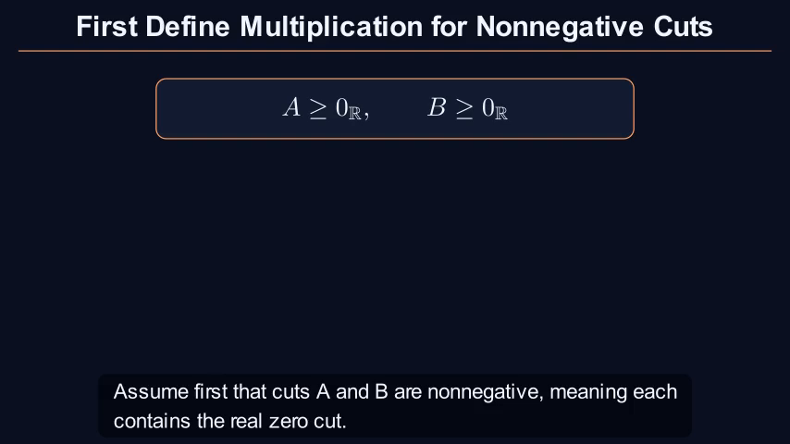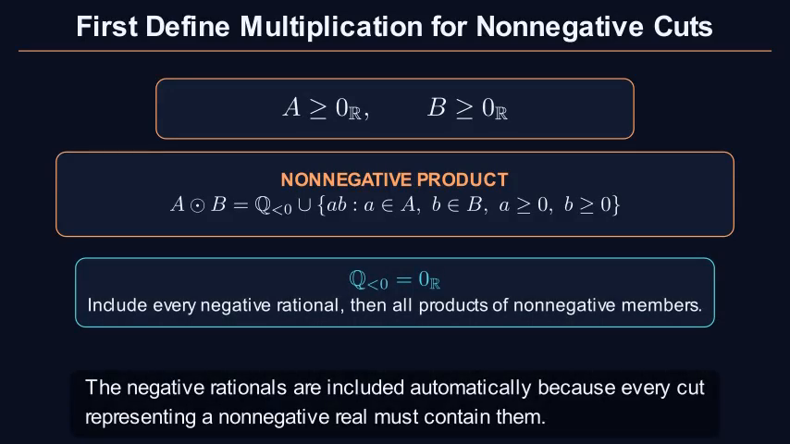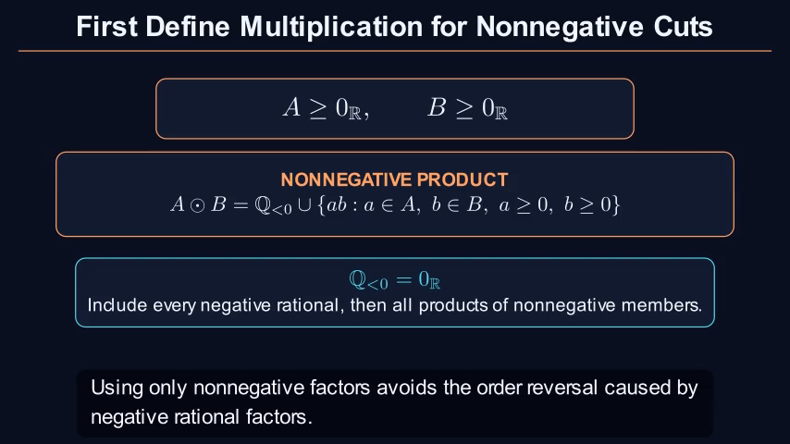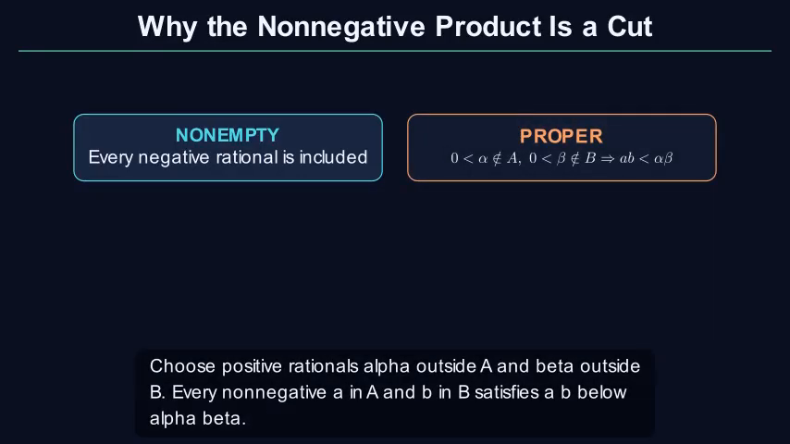Assume first that cuts A and B are non-negative, meaning each contains the real 0 cut. Define A circle times B to contain every negative rational, together with every product ab formed from non-negative a in A and b in B. The negative rationals are included automatically because every cut representing a non-negative real must contain them. Using only non-negative factors avoids the order reversal caused by negative rational factors. The product is non-empty because it contains every negative rational. Choose positive rationals alpha outside A and beta outside B.